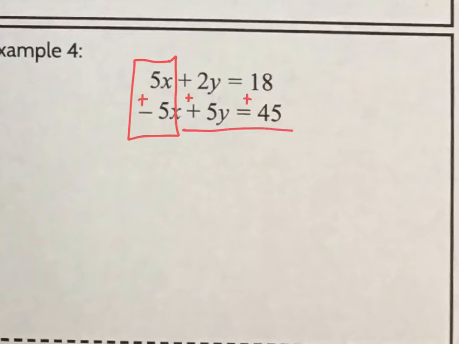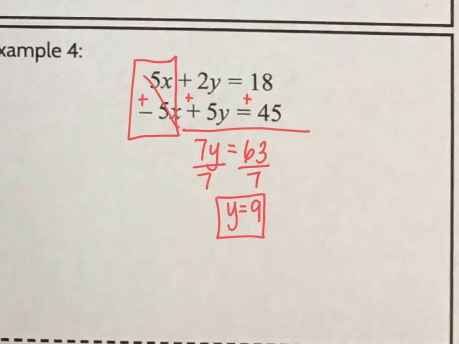So I'm adding the x's, adding the y's, adding the numbers that don't have letters. When I add, I'm going to end up with 7y. And then when I add 18 and 45, I'm going to get 63. Again, when I added my 5s, they canceled each other out, or I got 0, so I'm not going to write that down. To get y by itself, I'm just going to divide by 7, and I know that my y is going to equal 9.